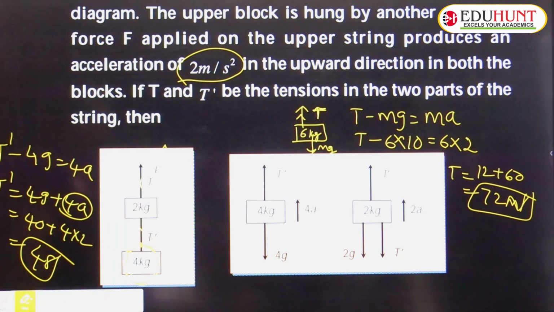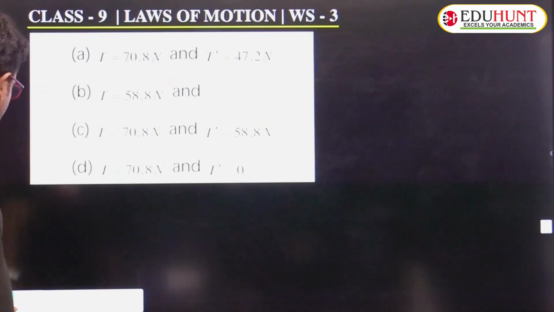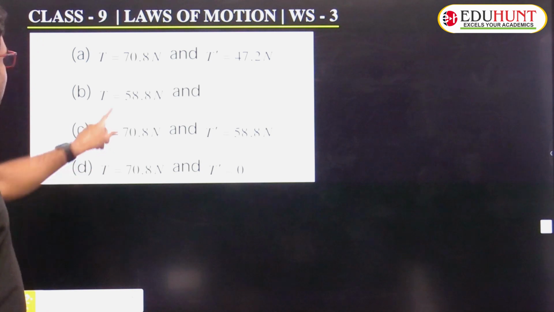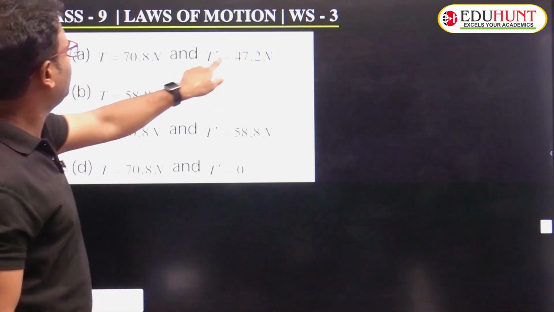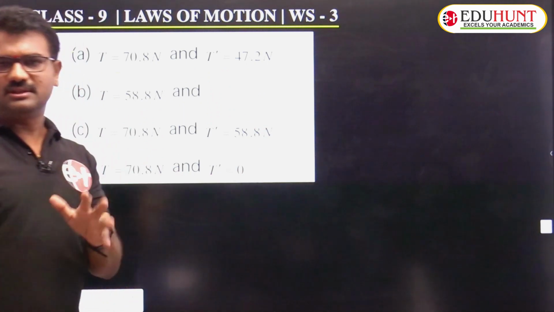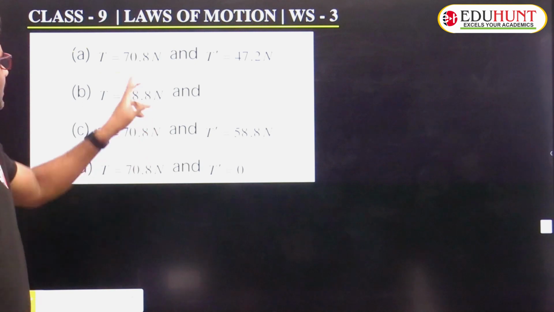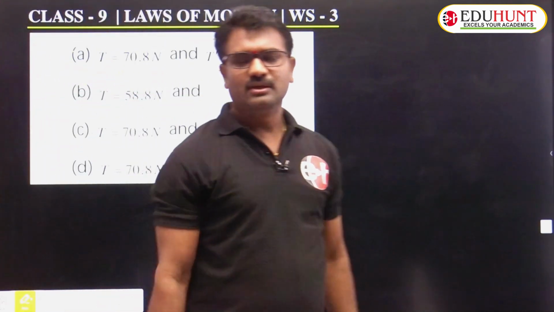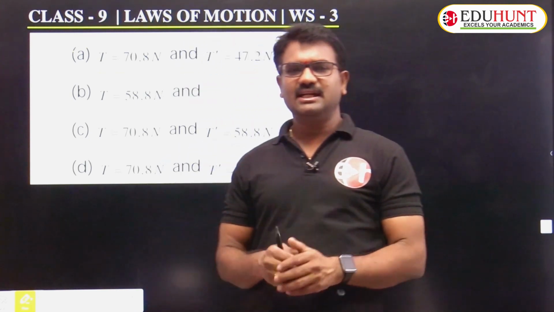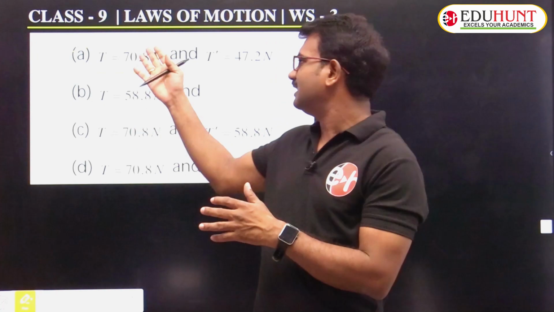Let us verify with our answers. 72 comma 48. 72 and 48. So the nearest answer is this one only. Because I took 10, I got 72 and 48. If you take 9.8, you will get 70.8 and 47.2. So that is a matter of calculation only. Generally, to simplify the calculations, we will take g as 10 and we will mark the nearest answer.